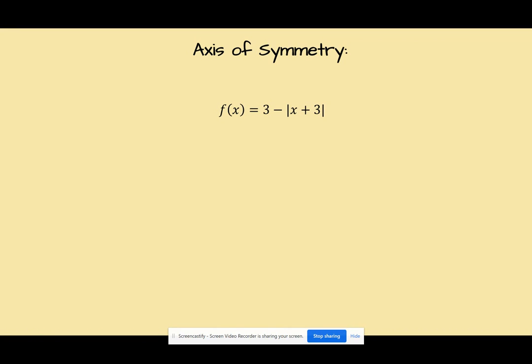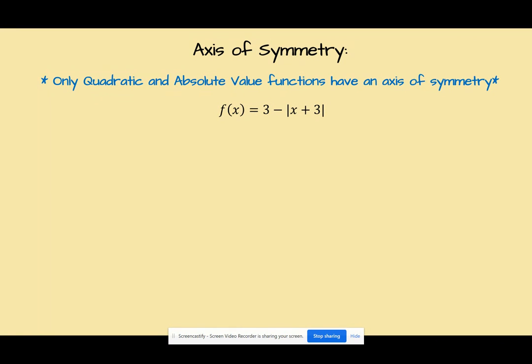So now let's talk about axis of symmetry. Here's the key thing to remember. Only quadratic and absolute value functions have an axis of symmetry. And if you remember from our lessons in class, axis of symmetry is an imaginary line that cuts through the vertex, that cuts the graph in half. Okay, it makes a mirror reflection. So the left side will be a mirror reflection of the right side.